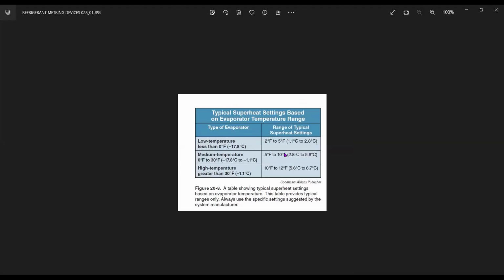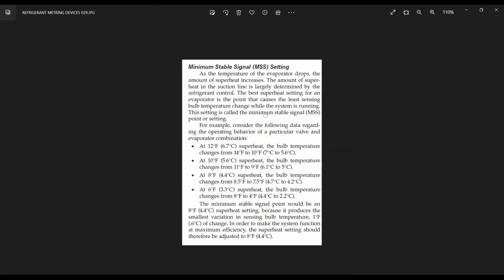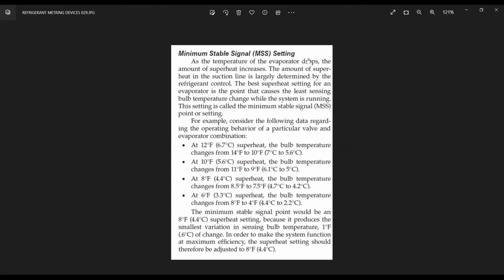We understood the temperature range of your thermostatic expansion valve. Now you see, as the temperature of the evaporator drops, the amount of superheat increases. The amount of superheat in the suction line is largely determined by the refrigerant control. The best superheat setting for an evaporator is the point that causes the least sensing bulb temperature change while the system is running. That means you want to control your system that way. You can set it at one particular temperature. This setting is called the minimum stable signal, or MSS point or setting.